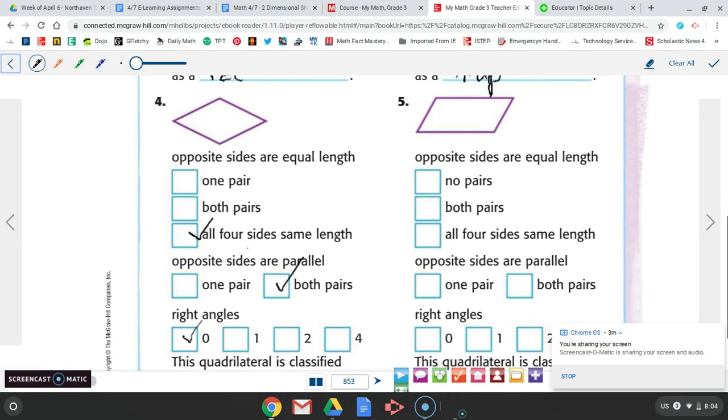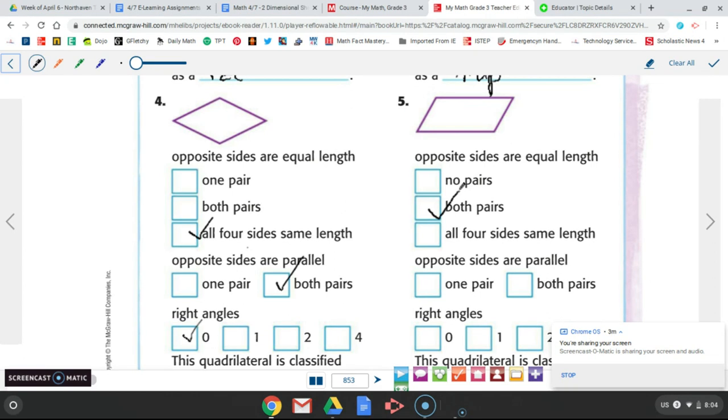All right, last one. We have to look at opposite sides that are equal length. Well, I noticed the top and bottom are the same, but they're not the same as the right and the left. So that means we have top and bottom are the same, right and left are the same, but they're not all the same. So that would be both pairs are equal length.